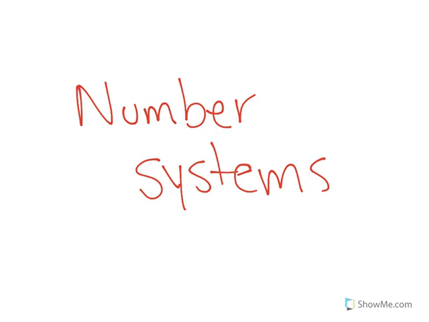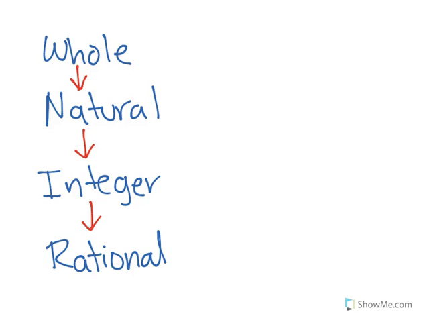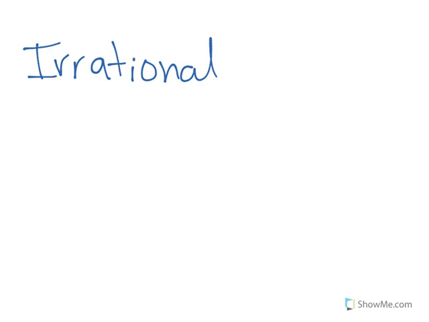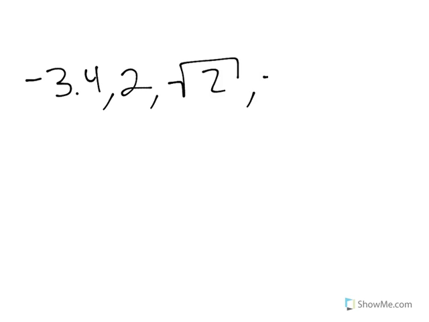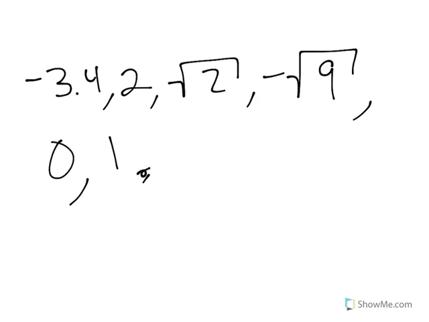Hello, today we will learn about number systems. So numbers, there are all kinds of numbers. So I will make a list of numbers right here. So negative 3.4, 2, square root of 2, negative square root of 9, what else? 0, 1. So all of these are numbers.